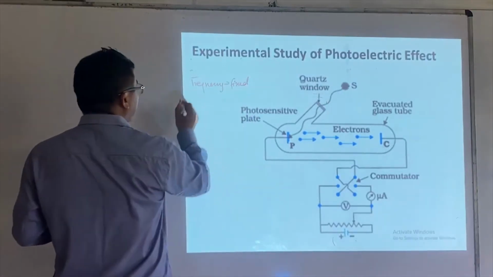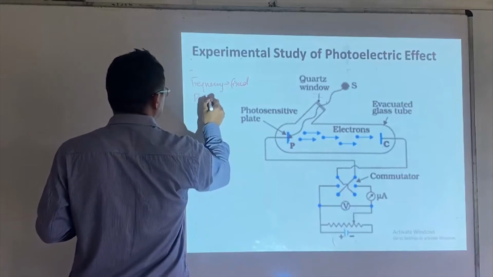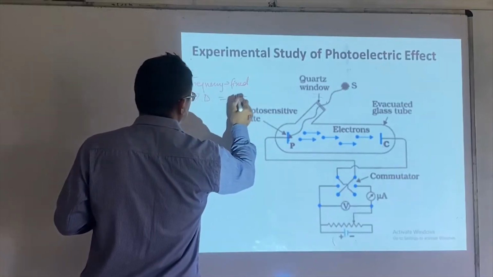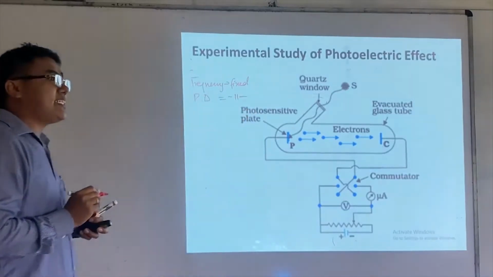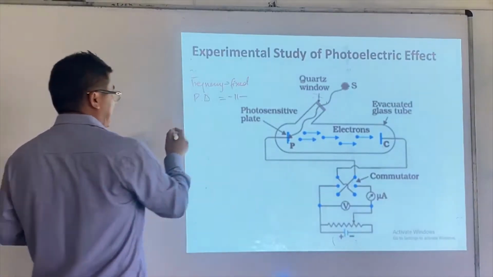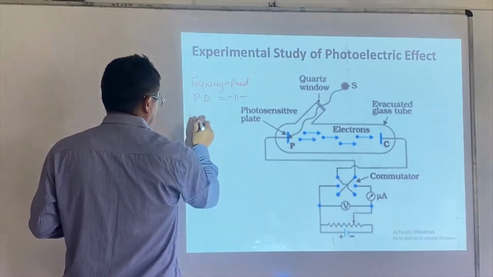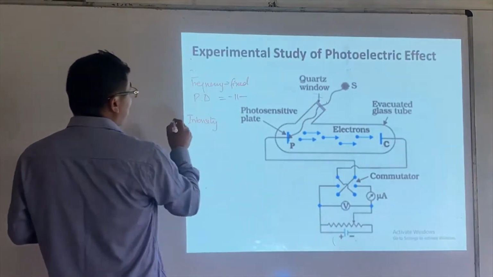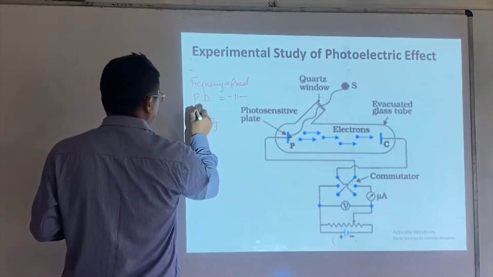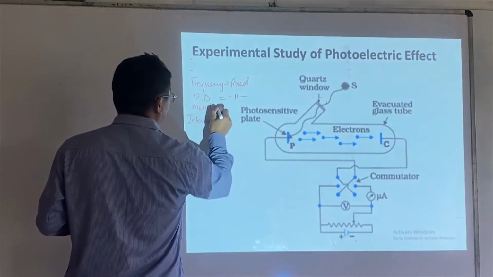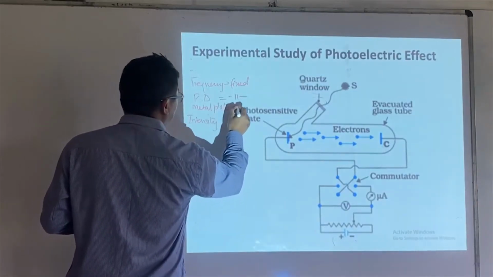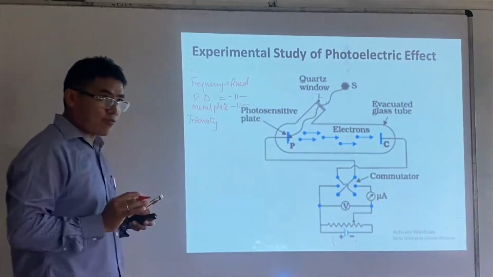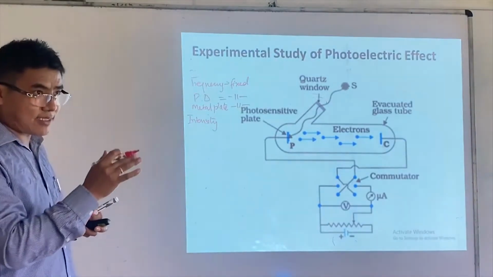Alright, then the potential difference is fixed. What I am going to change is the intensity, and what I am going to fix is the metal plate. The metal plate is fixed. This is what we call a control experiment.